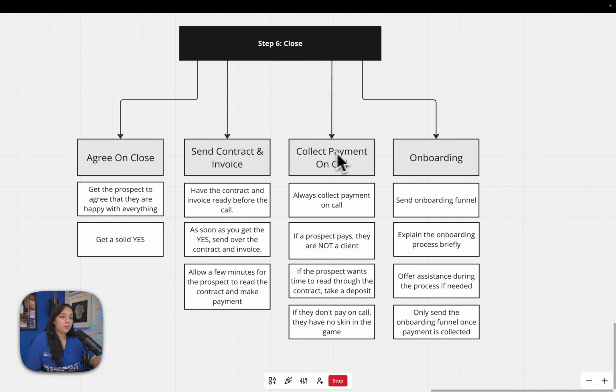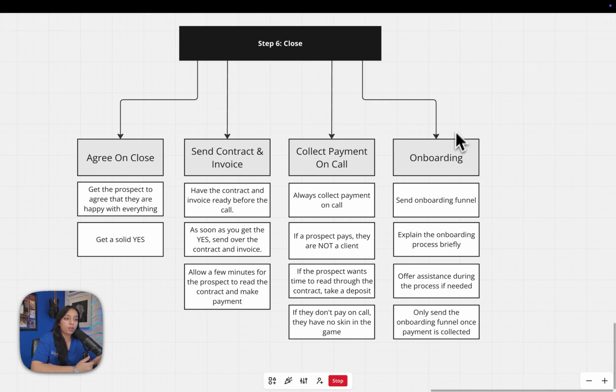Then you move on to collecting the payment on the call. So you always want to make sure or aim to collect the payment on the call. And the payment you want to collect is the full first month and its fee for the automation that you're selling. But if there's any sort of confusion regarding the contract terms, just take a deposit and you should be able to move forward. And a deposit will show that the client is 100% on board with the services, because if you allow a prospect to get off the call without paying for the services, there's nothing stopping them from ghosting you afterwards.